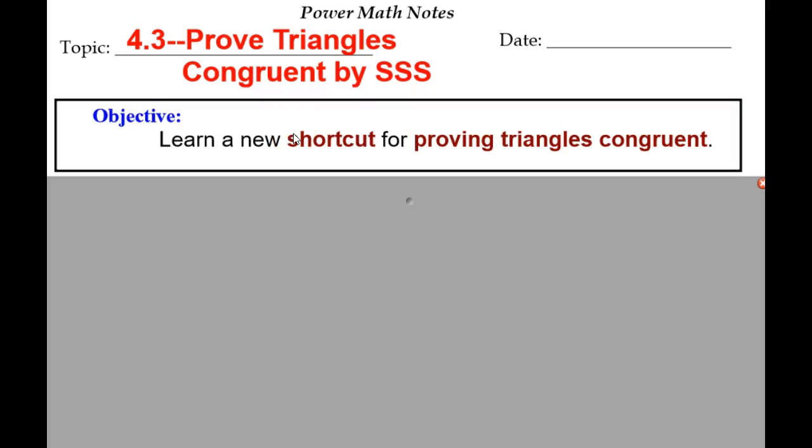Alright guys, we are going to talk about 4.3, proving triangles congruent by side, side, side. Get your objective down, pause if you need to write. We are going to talk about a shortcut today for proving triangles congruent. That means that you do not have to prove all three angles match and all three sides match. We are going to go for a shortcut today.